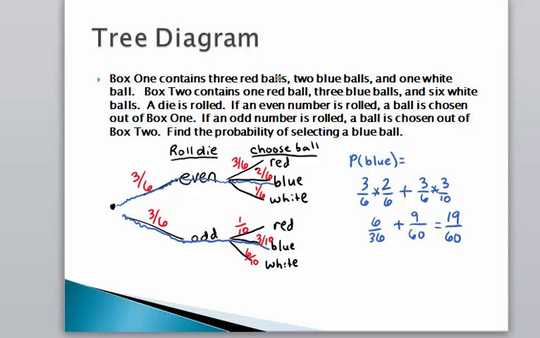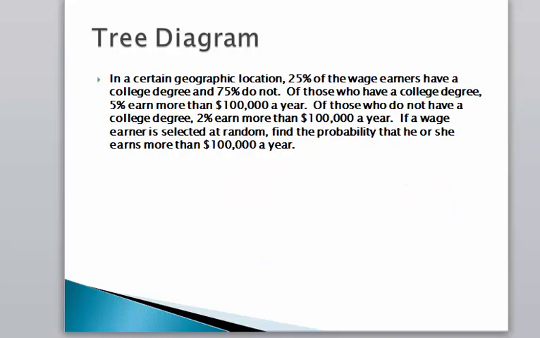Okay, so let's move on to a second tree diagram example. In a certain geographic location, 25% of the wage earners have a college degree and 75% do not. Of those who have a college degree, 5% earn more than $100,000 a year. Of those who do not have a college degree, 2% earn more than $100,000 a year. If a wage earner is selected at random, find the probability that he or she earns more than $100,000 a year.